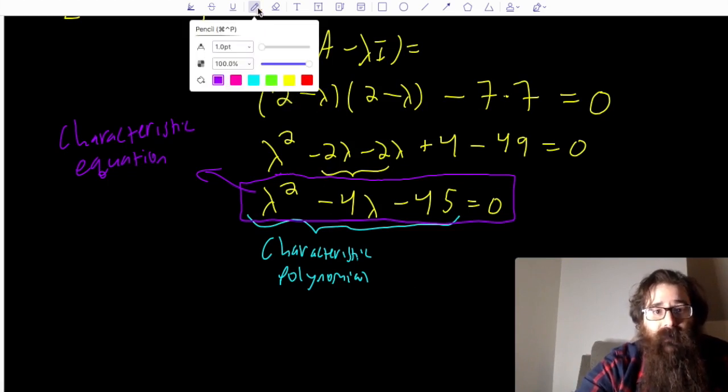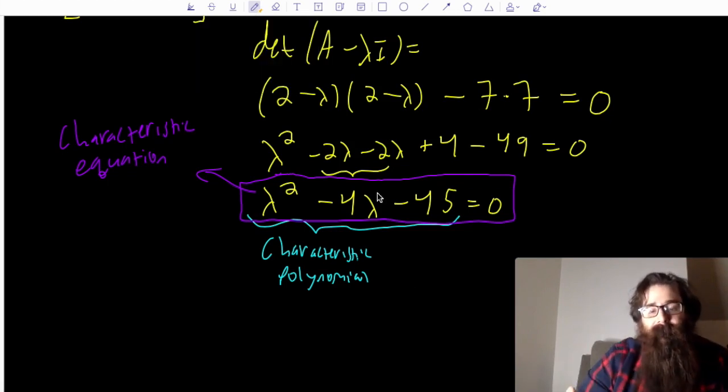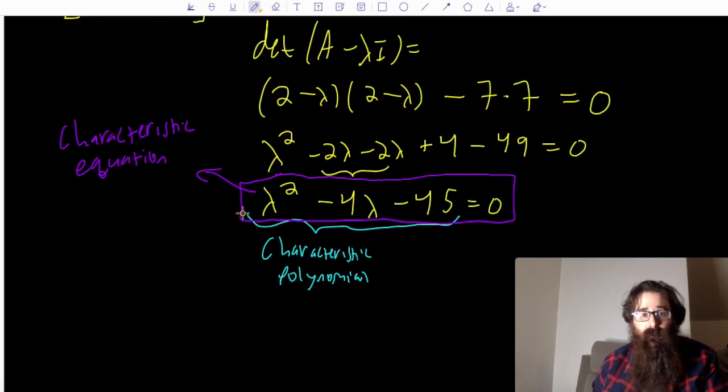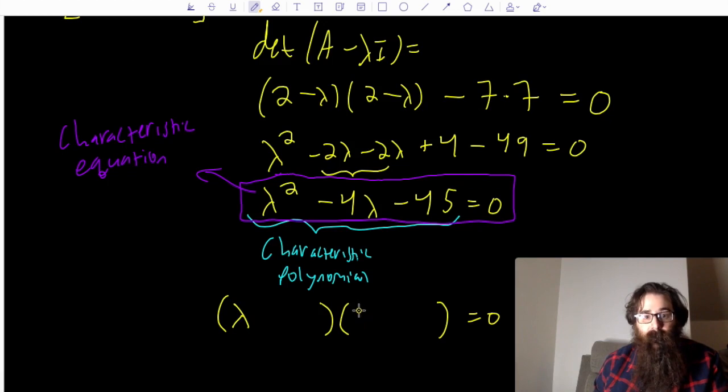But we want to take this characteristic polynomial on the left-hand side here, and we want to try to factor it if we can. If I can't factor it, we have things like the quadratic formula. But this looks very factorable. So I set up with my parentheses, my sets of binomials, lambda times lambda leading the way to give me lambda squared. And I'm looking for two numbers that multiply to a negative 45, but that add to a negative 4. So I can do this with sort of guess and check by inspection.